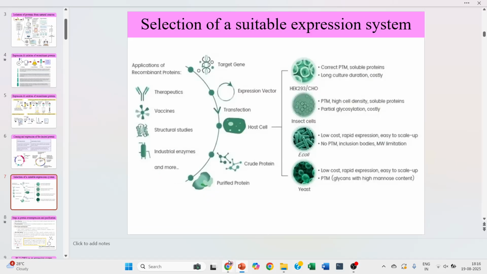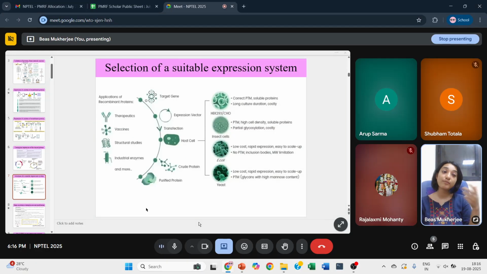Now, what are these host cells? Normally, commonly I was talking about bacteria, because doing it in bacteria is relatively very common. A lot of people grow proteins in bacteria. But what if your protein requires some kind of post-translational modification? Or what if the protein size is very large? Then bacteria will not be able to synthesize it, right? So for that, there are different kinds of host cells.